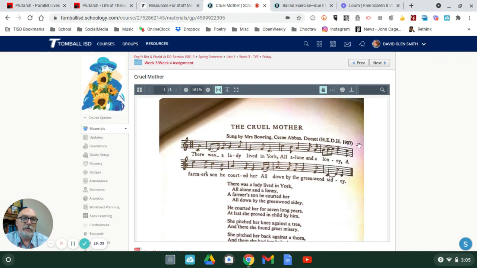This one in particular, we have a musical notation that's provided, and this was recorded in 1907. It was archived in 1907. This does not mean Mrs. Bowring was the author. Okay, just skip all that.